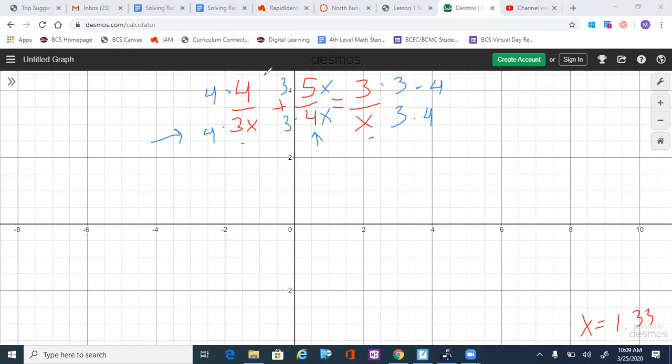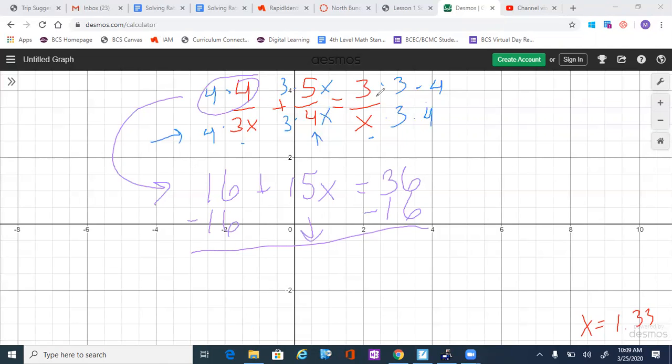And what that means is we are only going to be working with the numerator at this point. So I'm going to take the numerator and I'm going to bring it down here. And it looks like what I have is 4 times 4, which is 16, plus 3 times 5, which is 15 with an x, equals 3 times 3 times 4, which is 9 times 4, which is 36. And at this point, I'm just going to go ahead and do the basic algebra. I'm going to subtract that 16 over. Okay. Bring down that 15x equals 36 minus 16, which is 20. And then I'm going to go ahead and divide by 15.